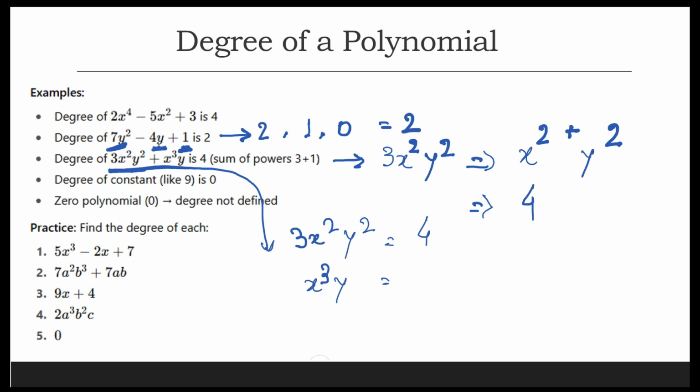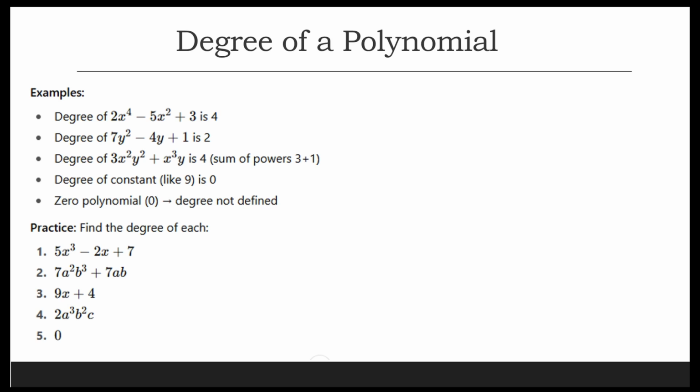x cube y, again the same thing, x to the power 3, y to the power 1. Y means y to the power 1. So 3 plus 1 is equal to 4. So in this case, both terms have a degree 4. This is 4, this is 4. So combined, this polynomial will have a degree of 4, right?